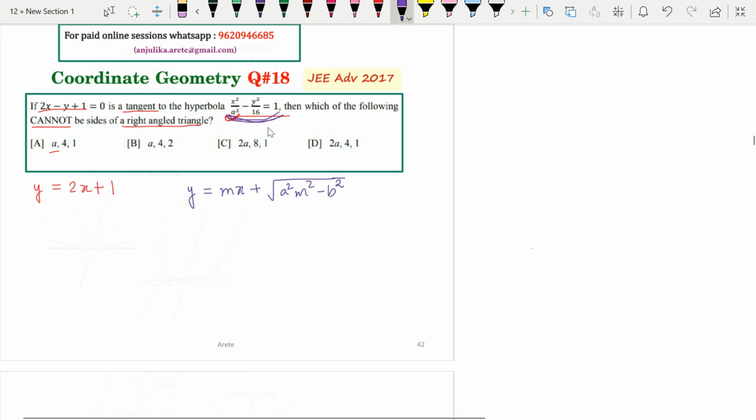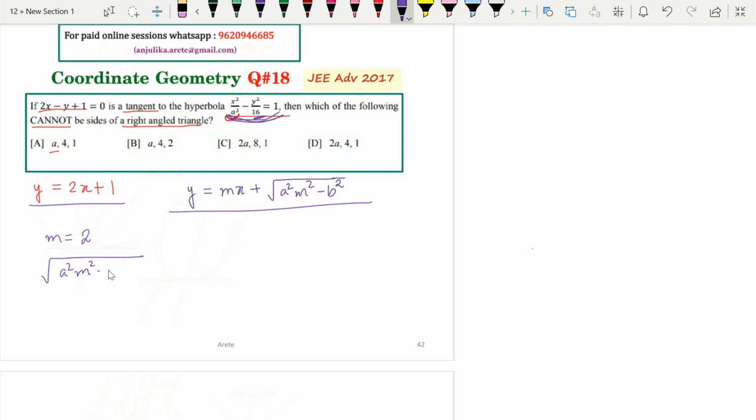Okay, what is your b square? It's 16. We will write it later. But what we have to do is just compare the two equations, as simple as that. So what do you get? You get m value to be 2 when you compare them. And what else? You should get under root a square m square minus b square, and in my case b square is 16. You want it to be 1. Let's now plug in the value of m, because you got m to be 2.